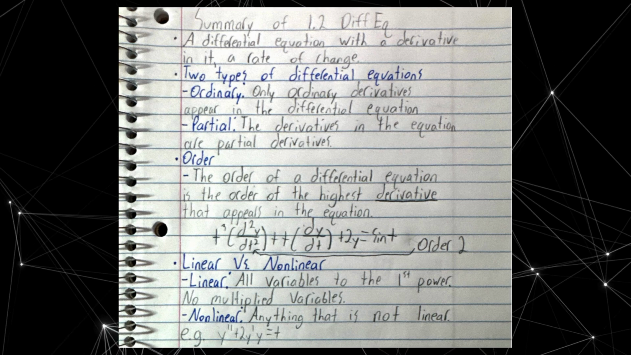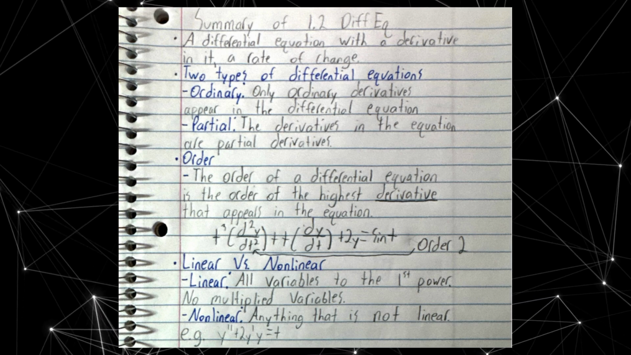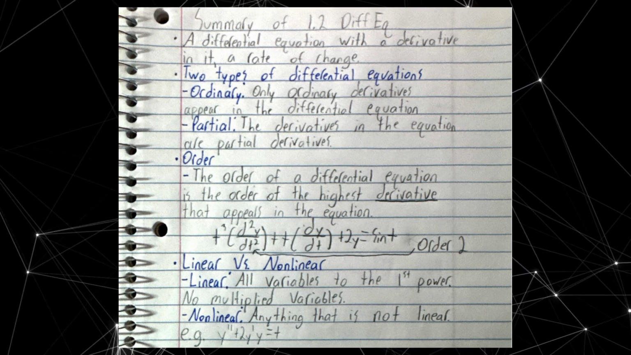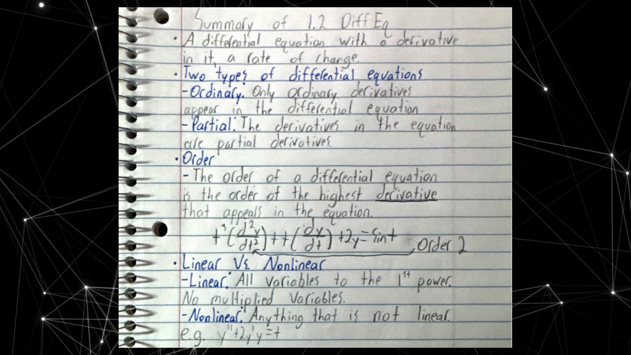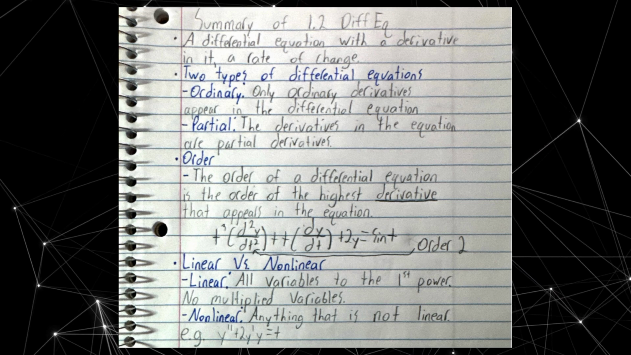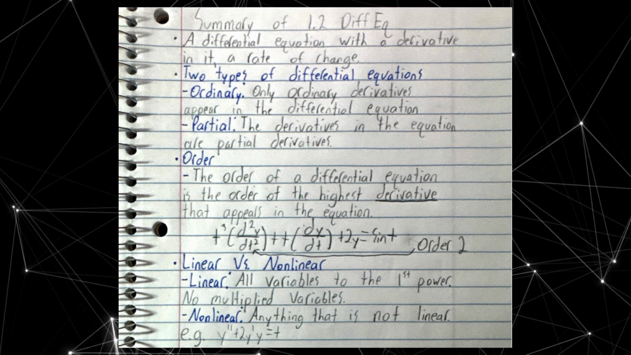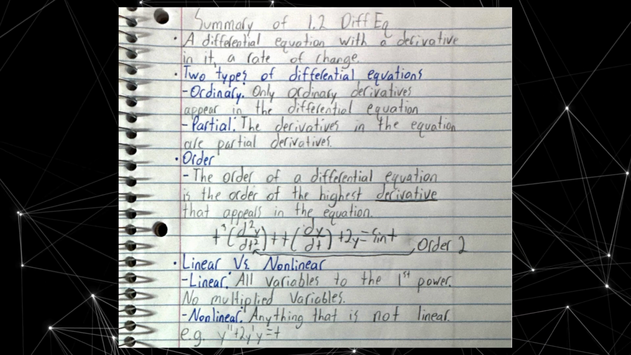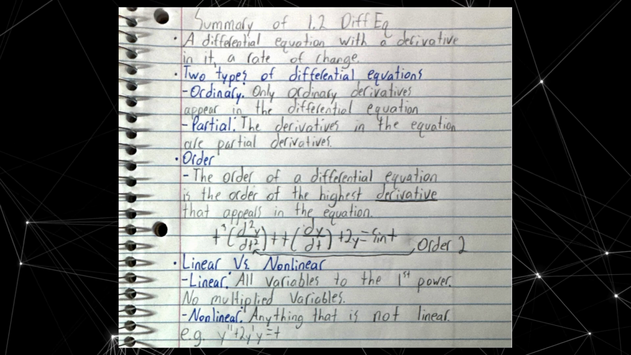Next, there is order. The order of a differential equation is the order of the highest derivative that appears in the equation. For example, in this problem, t cubed times d squared y over dt squared plus t dy/dt plus 2y equals sine t, the order of this differential equation would be 2, and that is because of the d squared y over dt squared.